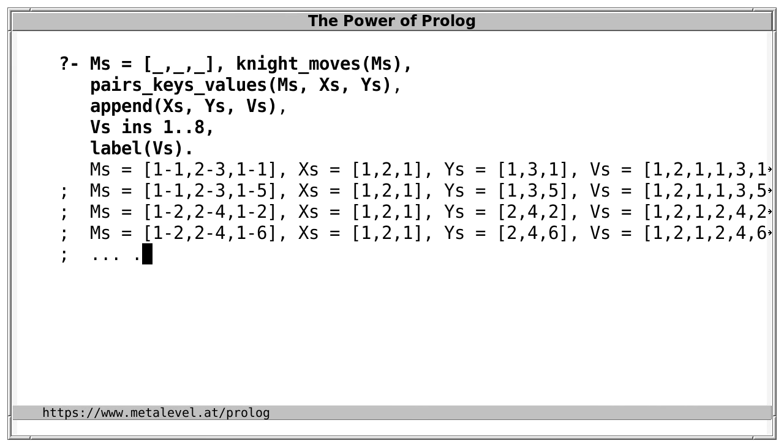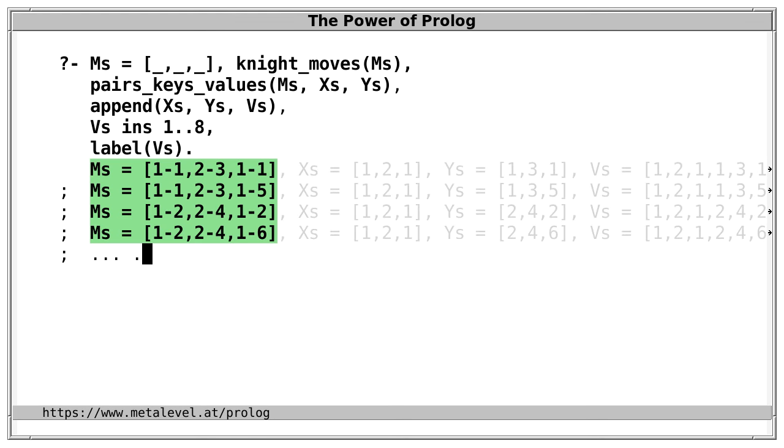Now let's think about it. Actually we only care about MS, the sequence of knight moves, right? The other variables don't matter to us. Yes, we need them in the query, for instance for labeling, but in solutions we don't really care about Xs, Ys and Vs. Also because there are completely obvious relations between all these variables. So MS is all we really want to see in answers. Now, how do we do this? Well, one way would of course be to print such answers ourselves using side effects, and maybe also a failure-driven loop to emit all answers.